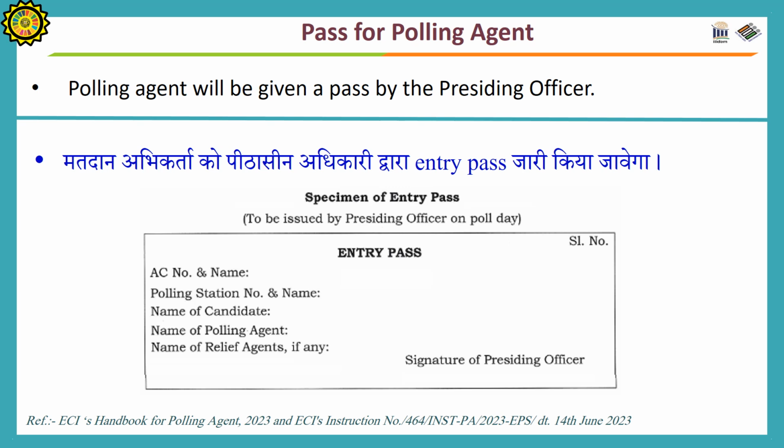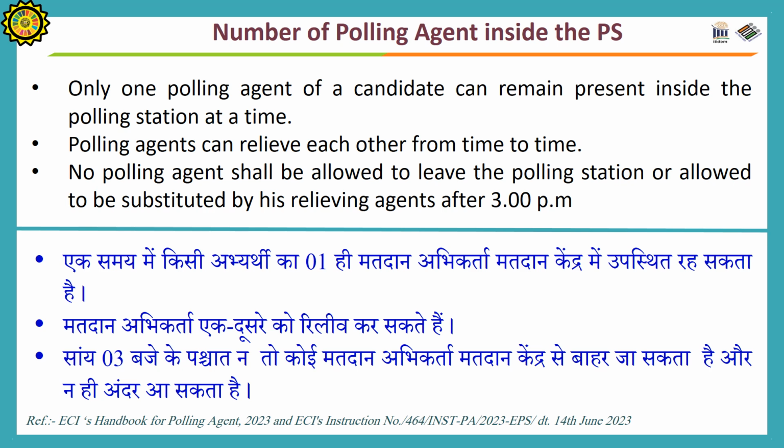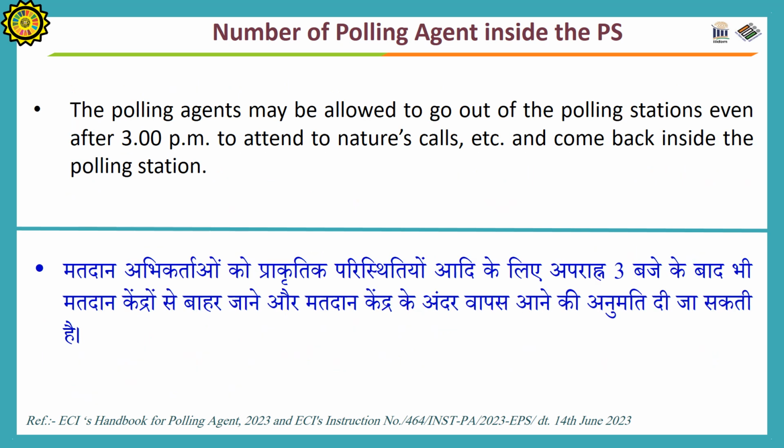Pass for the polling agent. The polling agent will be given a pass by the presiding officer. Only one polling agent of a candidate can remain present inside the polling station at a time. Polling agents can relieve each other from time to time. No polling agent shall be allowed to leave the polling station or be substituted by his relieving agents after 3 p.m. The polling agents may be allowed to go out of the polling stations even after 3 p.m. to attend nature's call, etc., and come back inside the polling station.